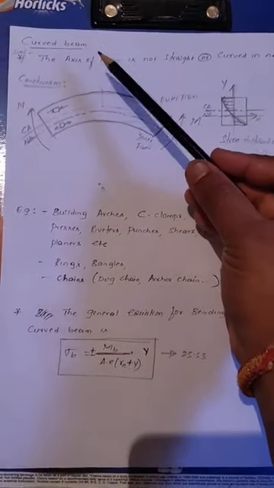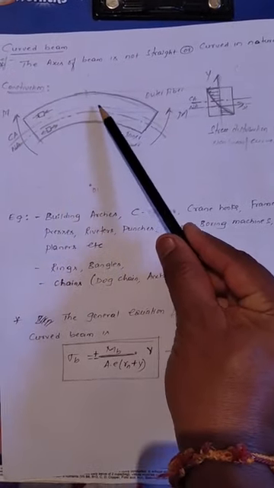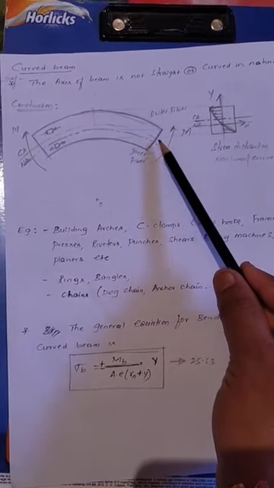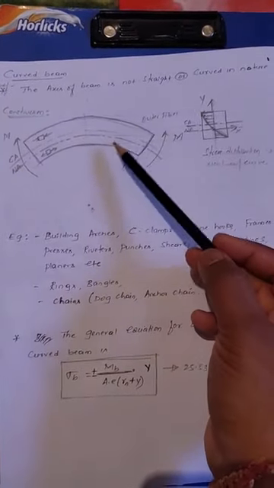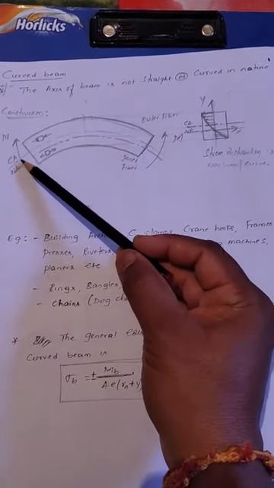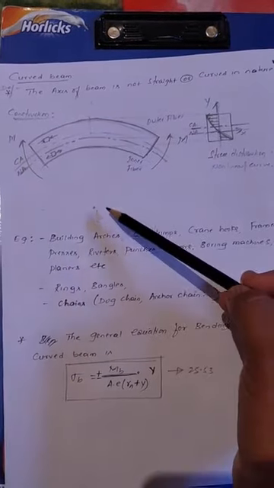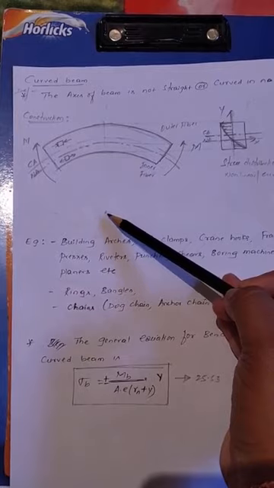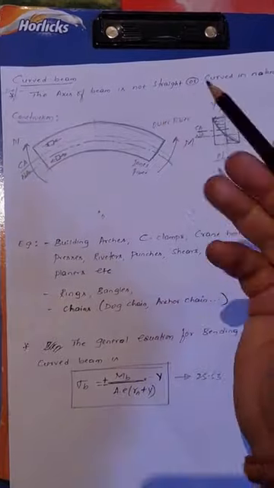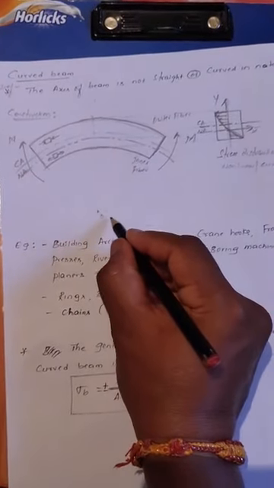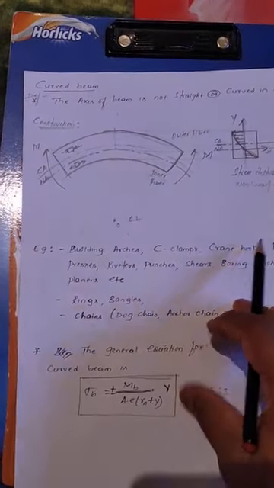Next we'll discuss curved beams. What are curved beams? The axis of the beam, whether it is the central axis or the neutral axis, is not straight; it is curved in nature. But in a curved beam, the central axis and the neutral axis do not coincide. Always the neutral axis moves towards the center of curvature, and the neutral axis lies between the central axis and the center of curvature. This is called the center of curvature of that beam.